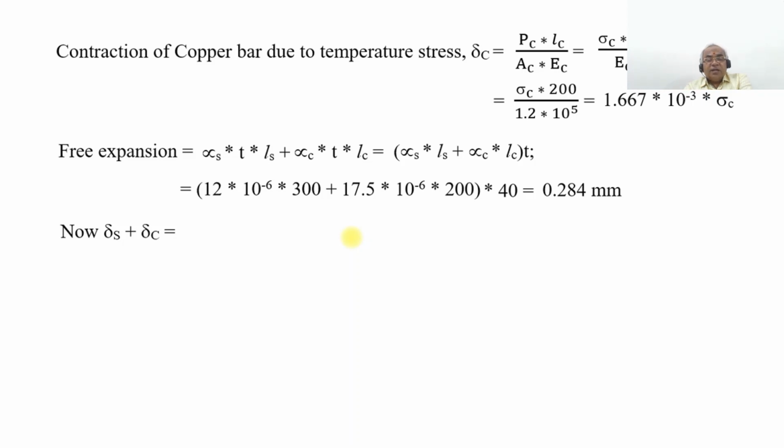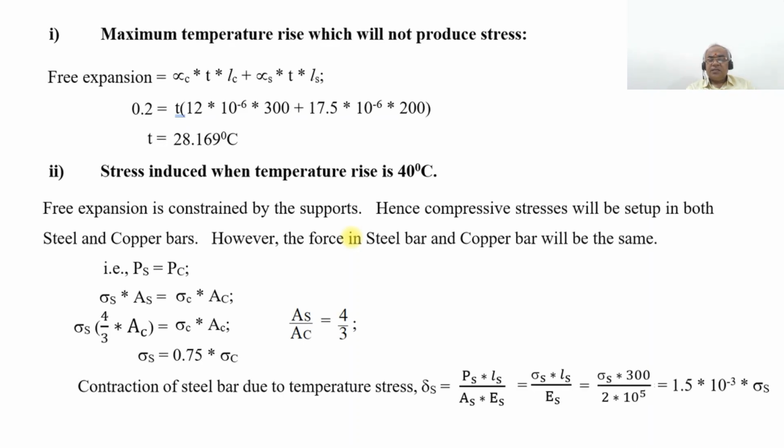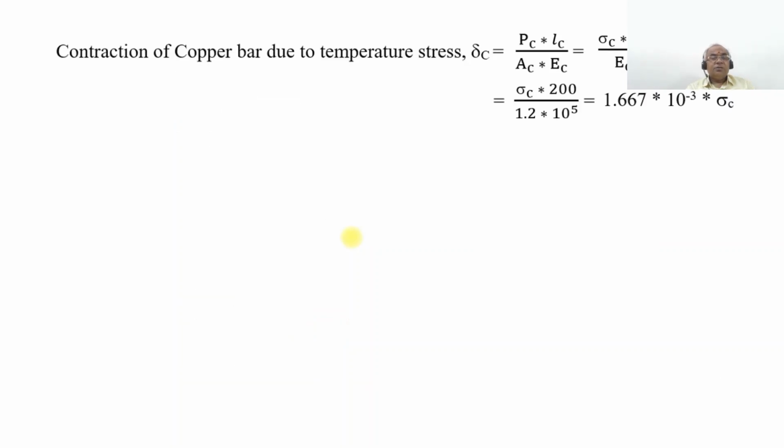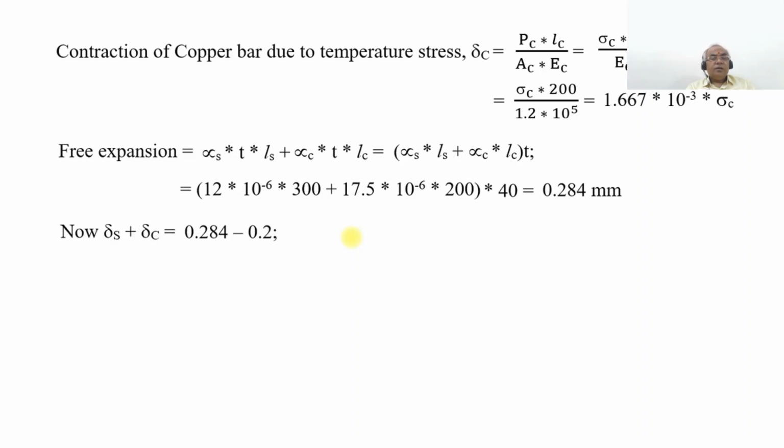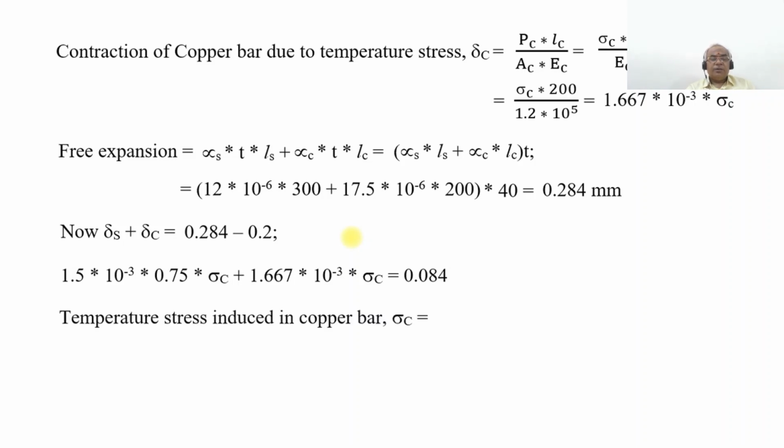And also we know that delta S plus delta C will be equal to 0.284 minus 0.2, which is 0.084. Here, delta S is nothing but 1.5 into 10 to the power of minus 3 into sigma S, which is 0.75 into sigma C, plus delta C, which is nothing but 1.667 into 10 to the power of minus 3 into sigma C, will be equal to 0.084.